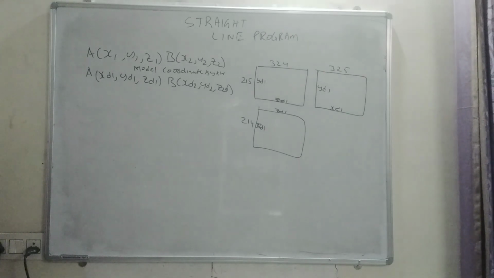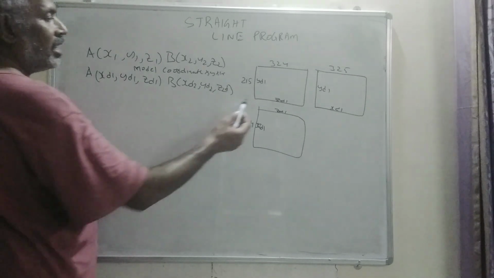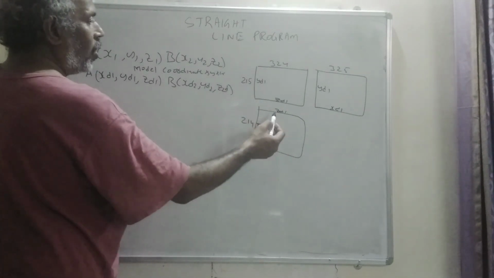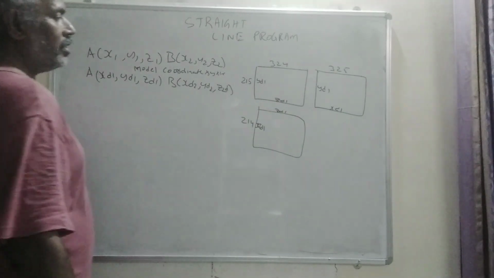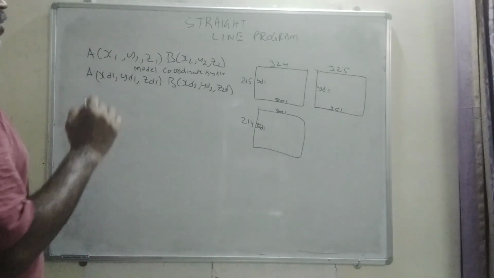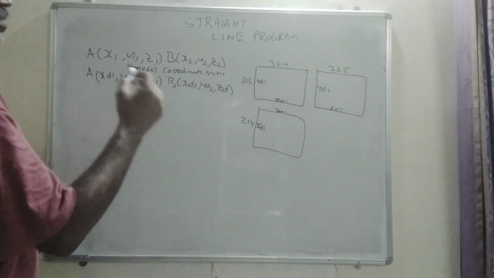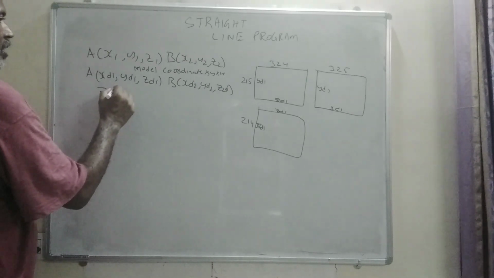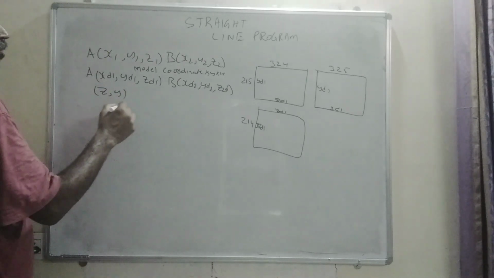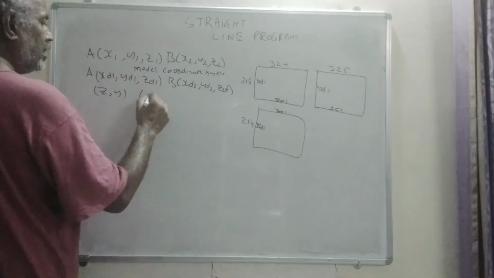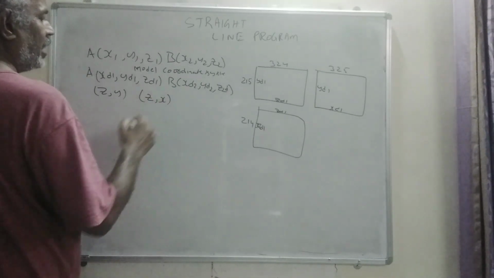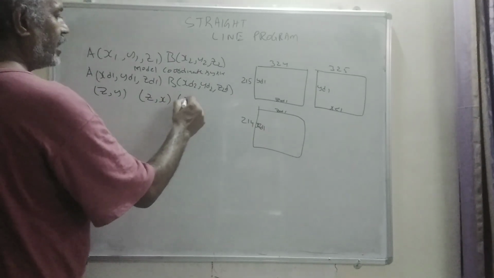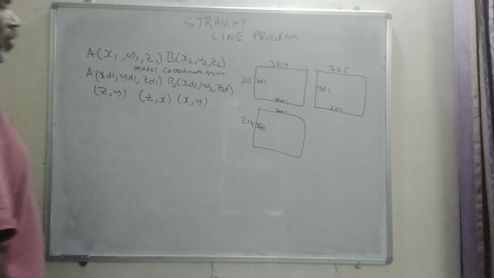So the model coordinates are the yz coordinates, xz coordinates, and xy coordinates. Three coordinate planes are there in the model coordinate system. So z, y will be one model coordinate, z, x will be another, and x, y will be the third.